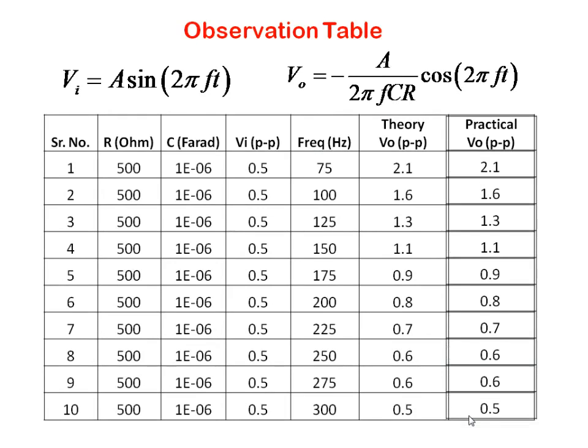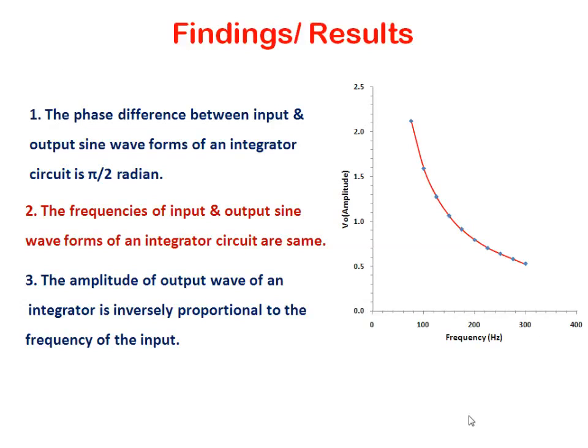It is seen that the predicted value from the theory for the output of the integrator is exactly the same as that we get in the experiment. The findings of the experiment: the phase difference between input and output sine waveforms of an integrator circuit is pi/2 radian. The frequencies of input and output sine waveforms of an integrator circuit are the same. The amplitude of the output wave of an integrator is inversely proportional to the frequency of the input.